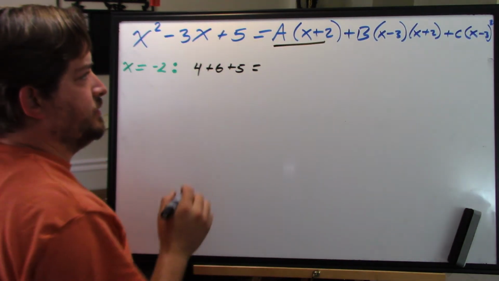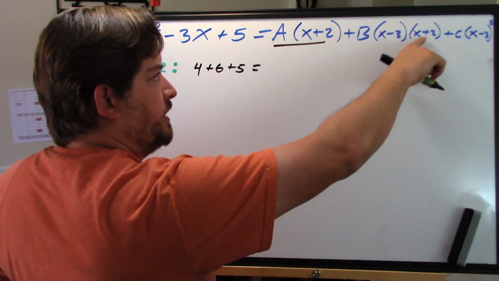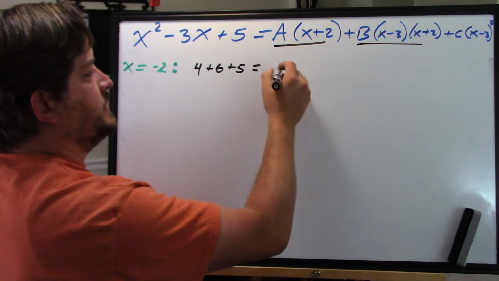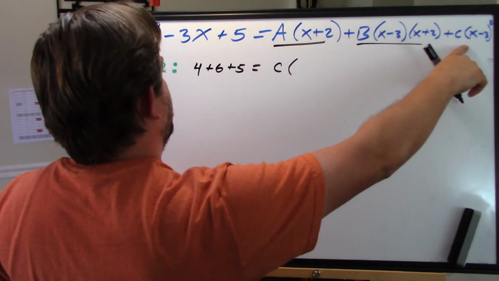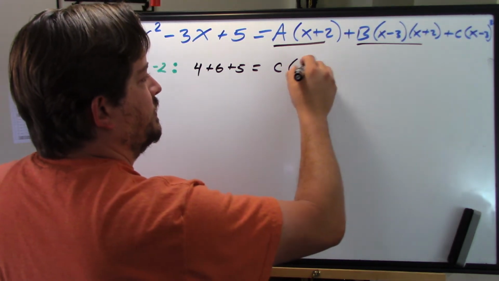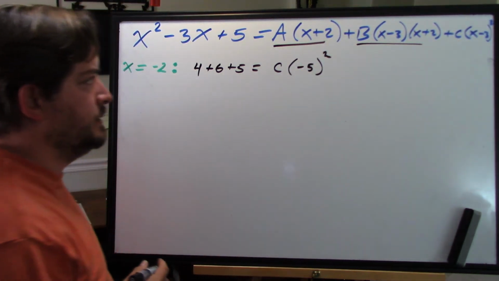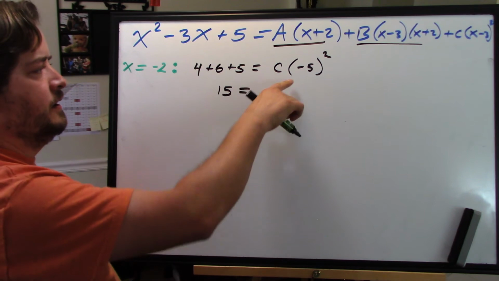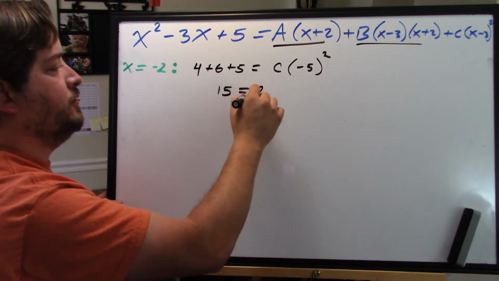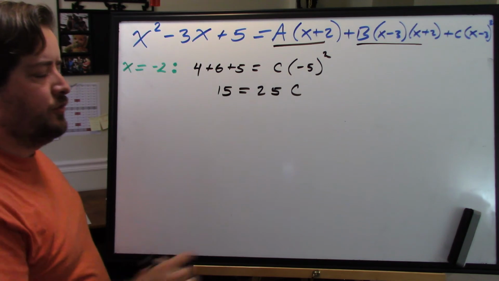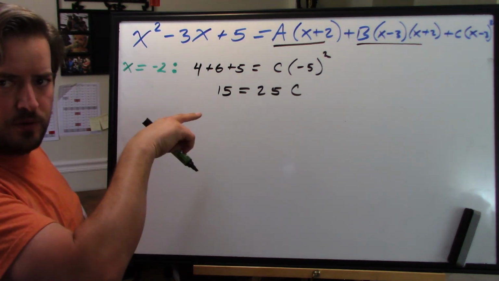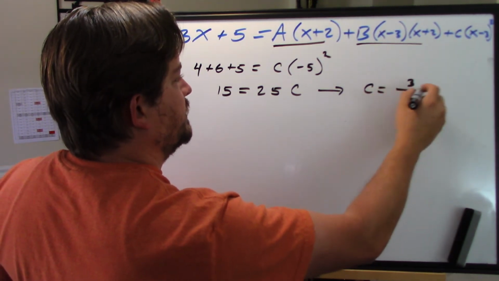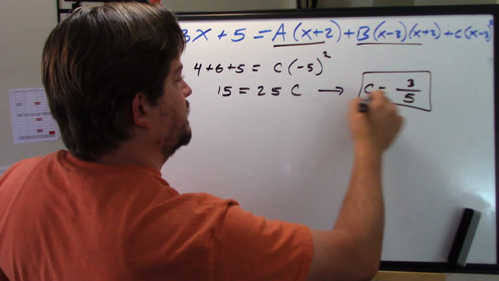So that's 0. -2 here will give me -2 plus 2 is 0 times, it doesn't matter, the rest of this doesn't matter, it's 0. And so that gives me c multiplied by -2 minus 3, which is -5 squared. So on the left-hand side I have 15. On the right-hand side, -5 squared is 25. So if I divide each side by 25, I get 15 over 25. Simplify that, and that gives me c is equal to a positive 3/5.